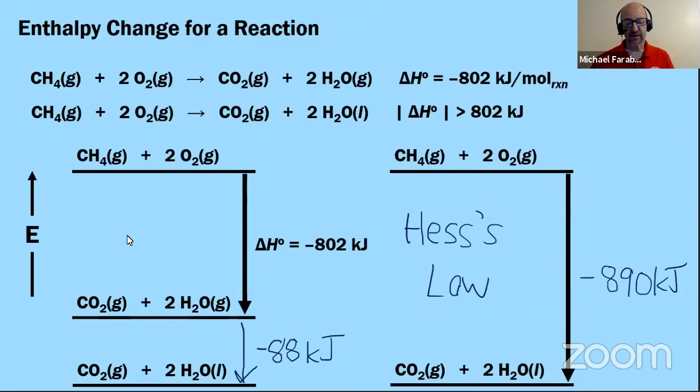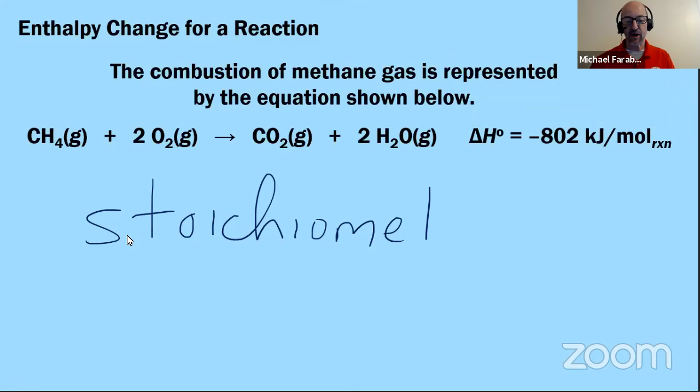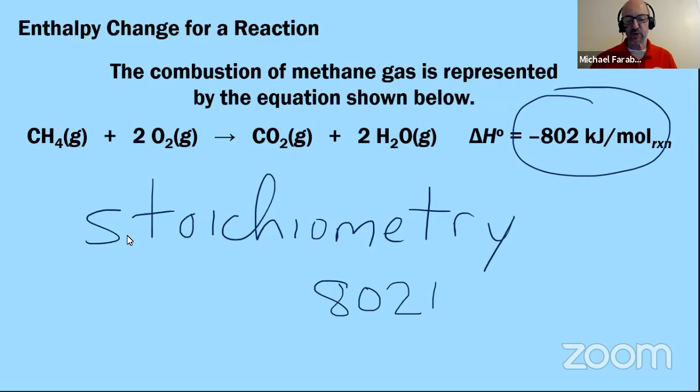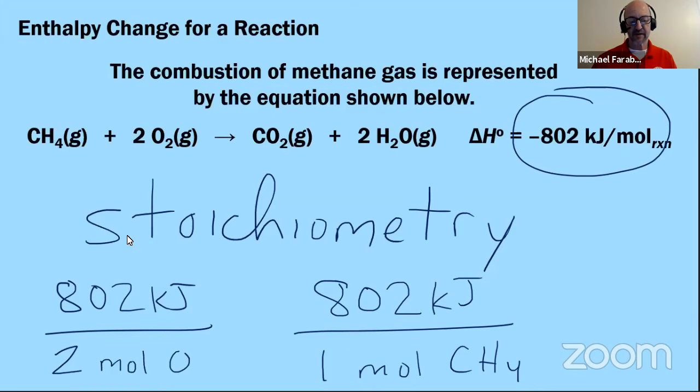Something else I'd like to mention with respect to a thermochemical equation where you have coefficients and you have a delta H is that we can do essentially stoichiometry. And now, in our stoichiometry calculations, we can use the delta H as a magnitude of heat. There are 802 kilojoules of energy released for every, for example, 1 mole of CH4. Or you could say that there are 802 kilojoules of heat released for every 2 moles of oxygen consumed.